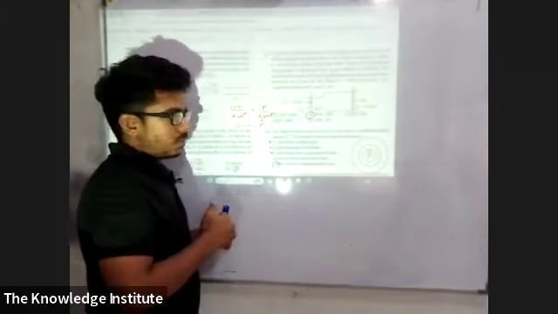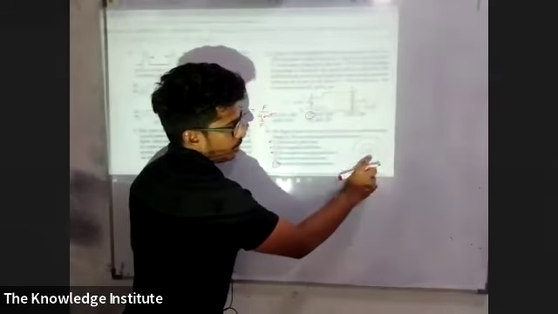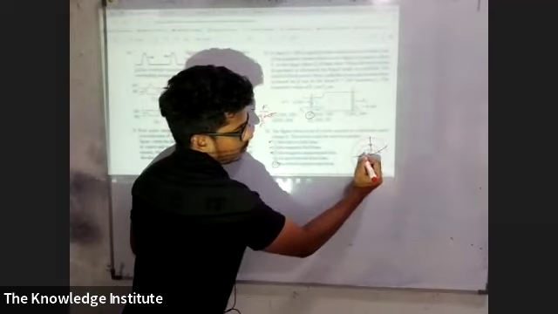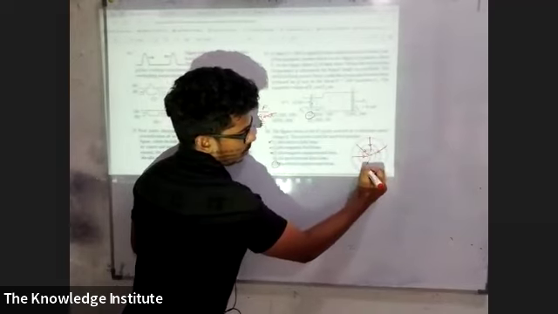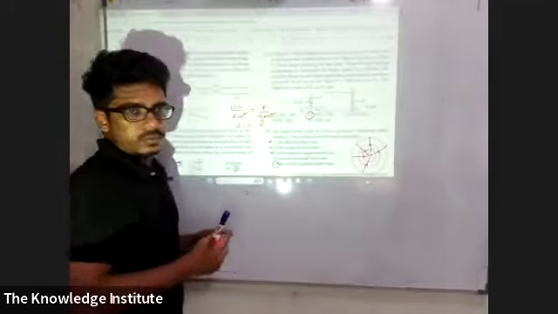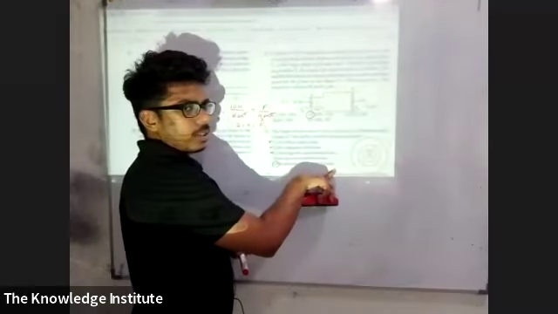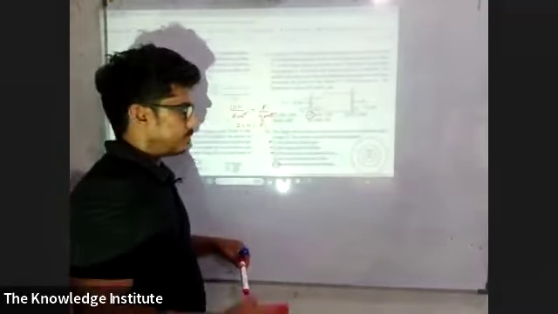Gravitational field lines, if you take a mass and another mass, will always point inwards. But here, if you have gravitational equipotential lines, that is also correct.